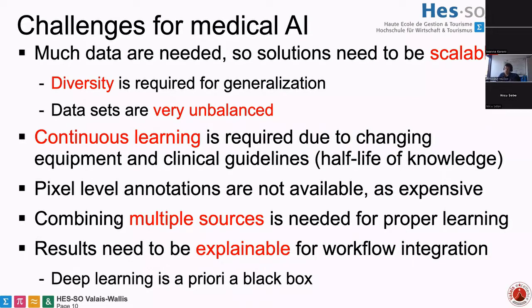So in histopathology, we have different staining procedures. We have tissue thickness that varies from one clinic to another. We have different ways of preparing the tissue, but also in radiology, we have different machines, different machine parameters, different clinical guidelines. So if we want it to work in a different hospital, we need diversity to make it generalize.